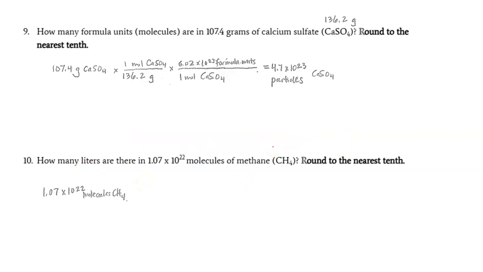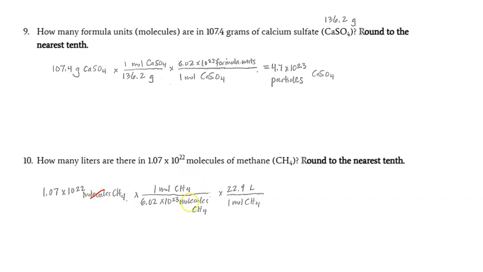All right, so here's my starting quantity, 1.07 times 10 to the 22 molecules of CH4, also known as methane. Okay, now to convert that to moles, I'm going to divide by Avogadro's number. Those are correctly labeled. And then to convert from moles, right? So again, I've converted molecules to moles in this step. Okay, so to go from moles to liters, I'm going to then have to multiply by 22.4 liters per mole.